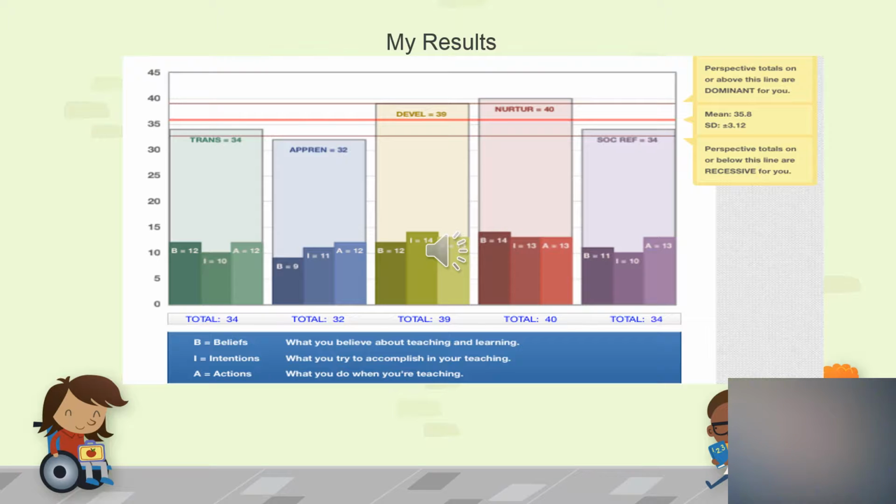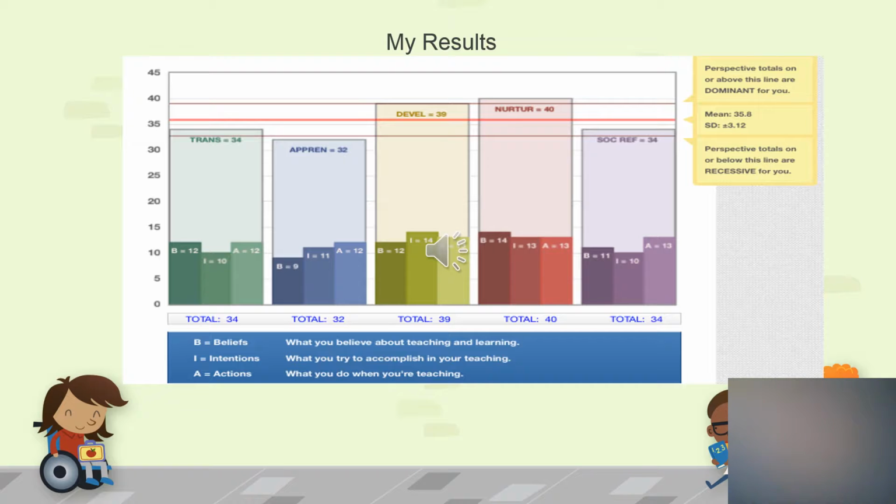The two highest perspectives, nurturing and development, are both above the mean value of 35.8. All other values are below the mean value. This confirms for me and my TPI's view that the individual should be the key focus and should not be discouraged by failure.